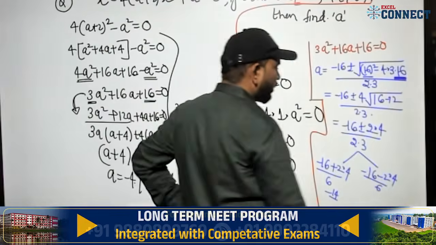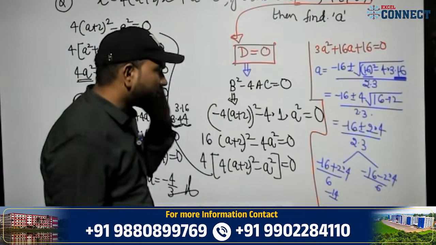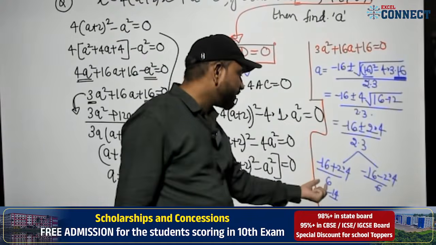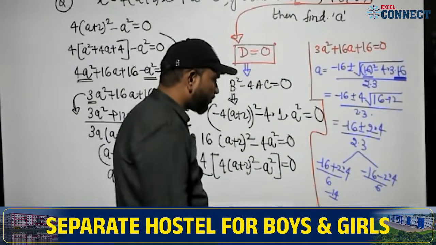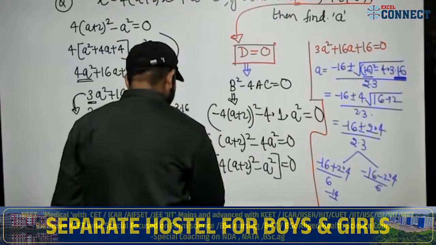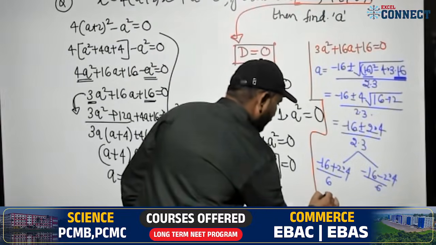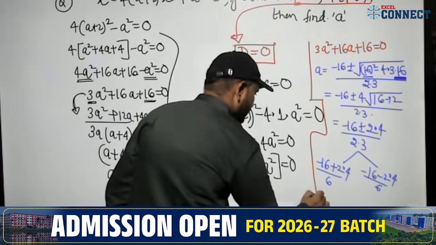Now you can tell me. This is plus 8 and minus 16, so how much? Minus 8. Minus 8 upon 6. What is coming here? Minus 8 by 6.